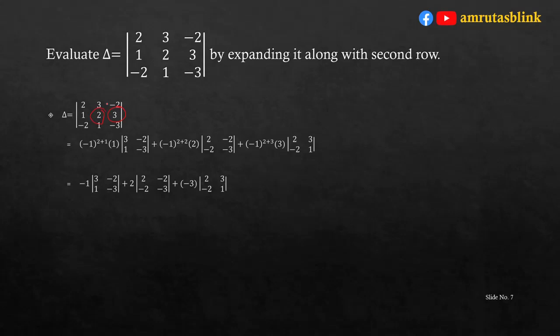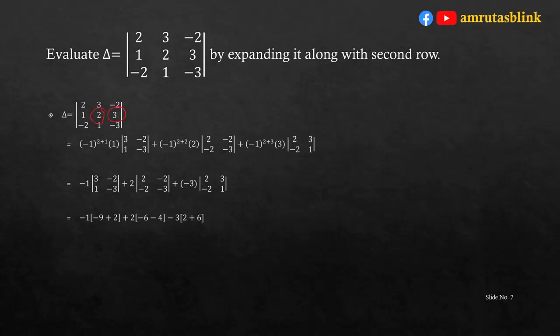Hence minus 1 into plus 3 is equal to minus 3 into determinant 2, 3, minus 2 and 1 as it is. Now we will solve these determinants, that is minus 1 into, now this 3 into minus 3 is equal to minus 9, minus 2 into 1 is equal to, hence it should be minus 9 plus 2, that is minus 7.